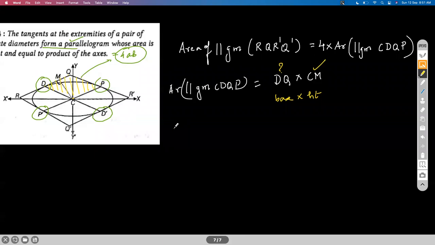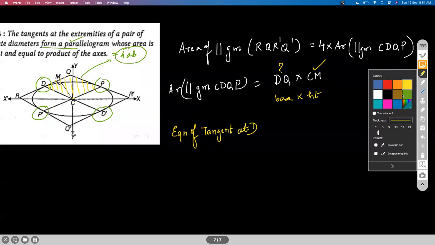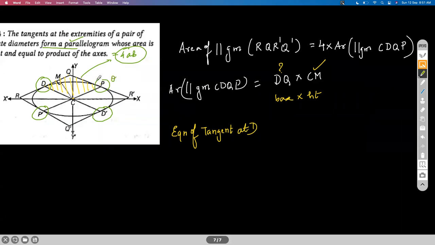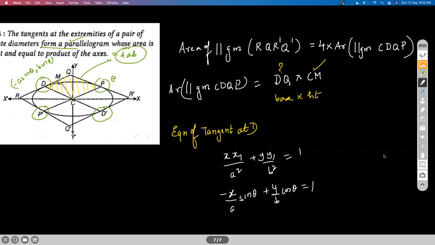Okay, let me just write down the equation of tangent at D. By the way, D point, I'll just rewrite it. Let's say this is eccentric angle theta, so this is eccentric angle pi plus theta. So it'll be minus a sine theta, comma b cos theta. So your equation will be x x1 by a square plus y y1 by b square equal to 1, and x1 will be minus a sine theta. So this will become minus x by a sine theta and so on. So the distance of origin from this will be your CM. But how will you find DQ?